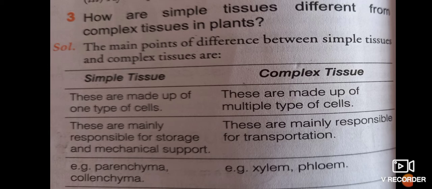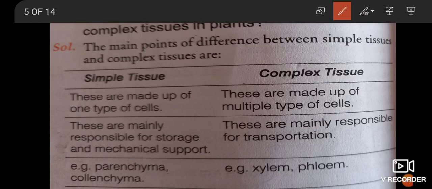So let's see first the names of the tissues, that is simple and complex, dear students. Simple tissue is called simple because it is made up of only one type of cells. Whatever cells are present in simple permanent tissue, all are one type of cells only, meaning the cells have the same kind of shape, same kind of size and same function also, whereas complex permanent tissue is made up of multiple types of cells. In complex tissue, either 4 or 5 different types of cells are present, having different shapes, different sizes and different functions.